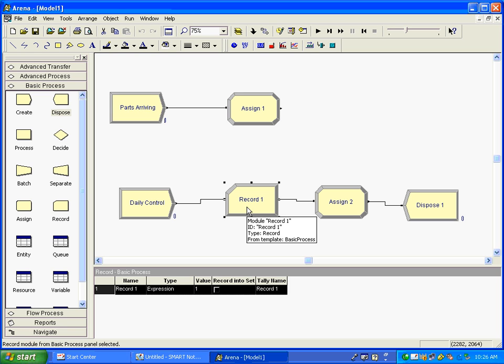Now, I think the word cost is a reserved word. There might be a variable in Arena identified as cost, so you can't use the word cost. I'm not sure whether it's C-O-S-T or C-O-S-T-S. One of those might be a reserved word. So I would use something like either total cost or daily cost. And then every day you would record that in a tally, so at the end of your run, you'd have the mean value from that.